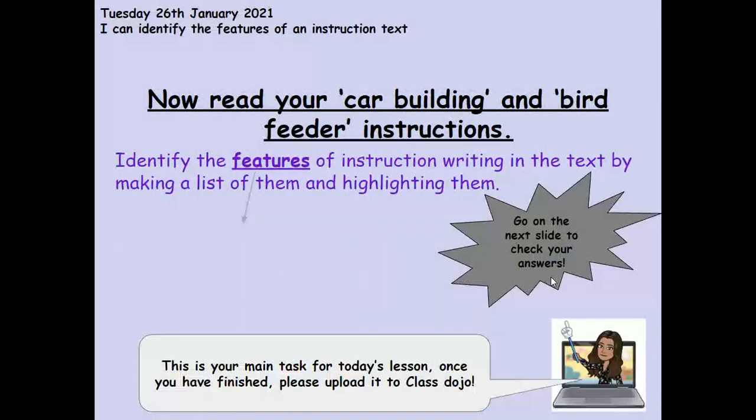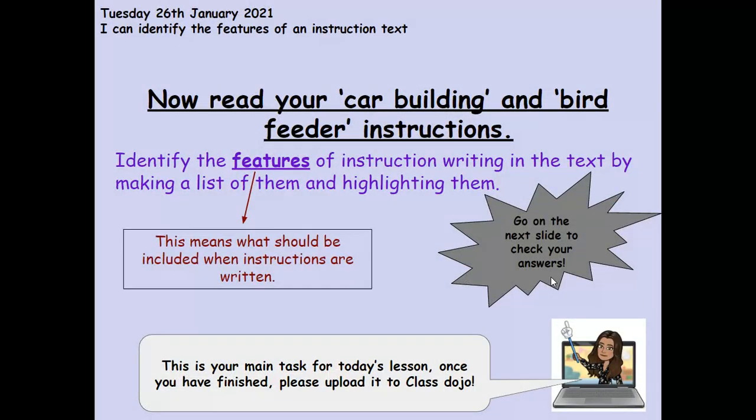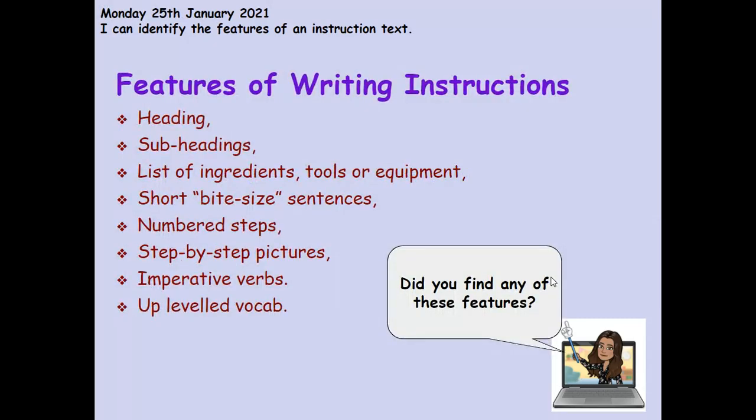So this is your main task for today. There is a sheet of paper on the pupil portal called Car Building, and there's bird feeder instructions on there too. Identify the features of instruction writing in the text by making a list of them and highlighting them. Features means what should be included when instructions are written. Okay? And then you can go on the next slide. So if you pause this, complete the task, go on to the next slide, and the answers are here. Did you find any of these features?